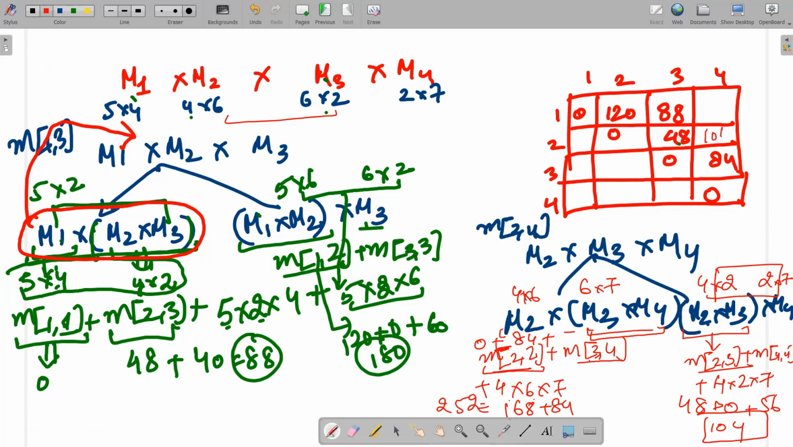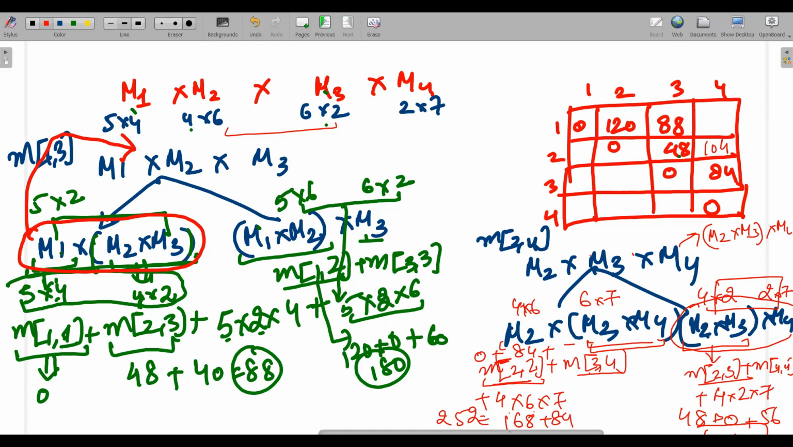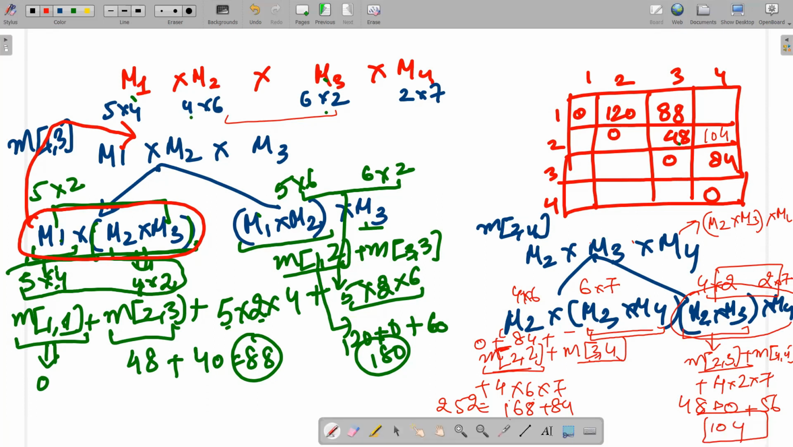I'll put 104, and we got to know this thing when M2 is multiplied with M3 and M4. The pattern that we have to choose is M2, M3 multiplied with M4, right? This is what we have done so far, the answer that we have got. So we did get some particular solutions with M1, M2, and M3, and we did get some solutions with M2, M3, and M4.